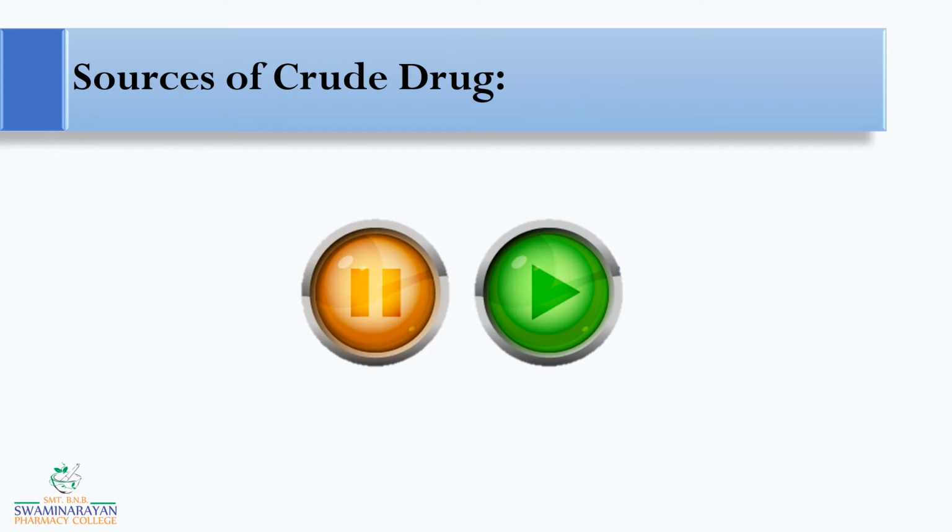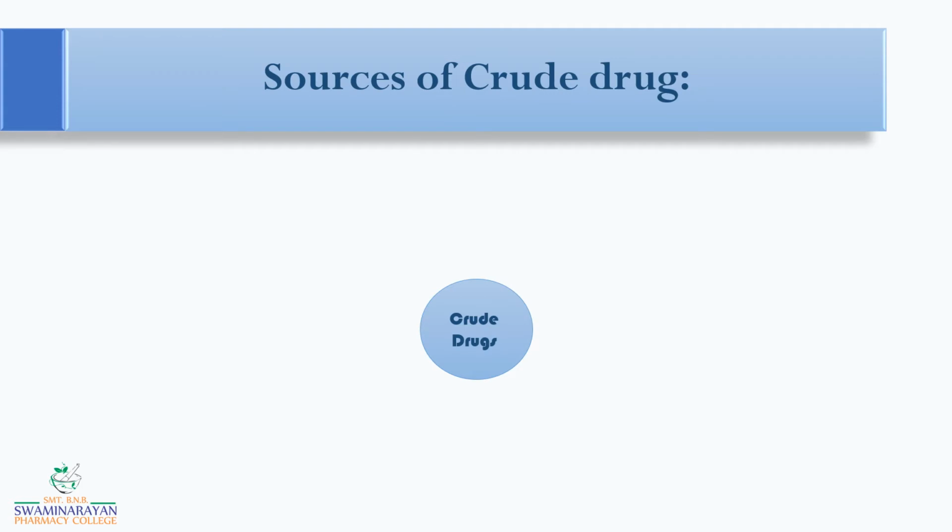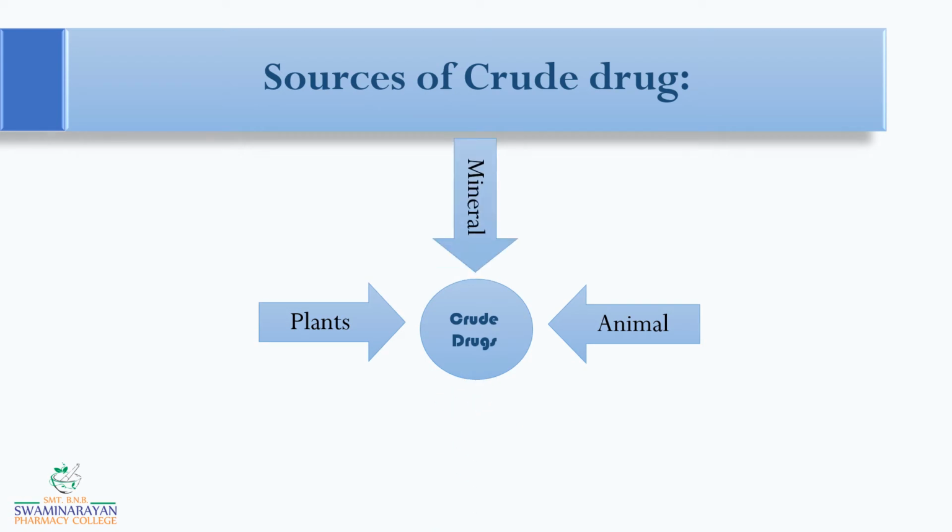So first we discuss the sources of crude drug. Do you know the different sources of crude drug? Please pause the video, write down the names of different natural drugs which are obtained from nature, and then play the video. The sources of crude drugs are animal, plant, mineral, and marine. So these are the different sources of crude drug.